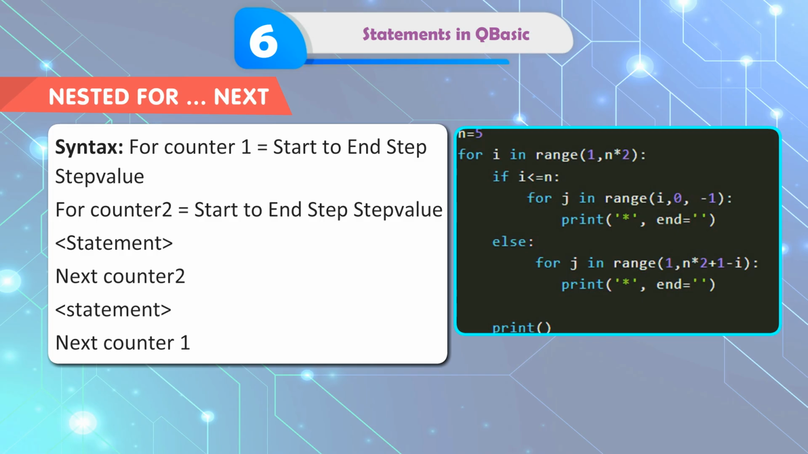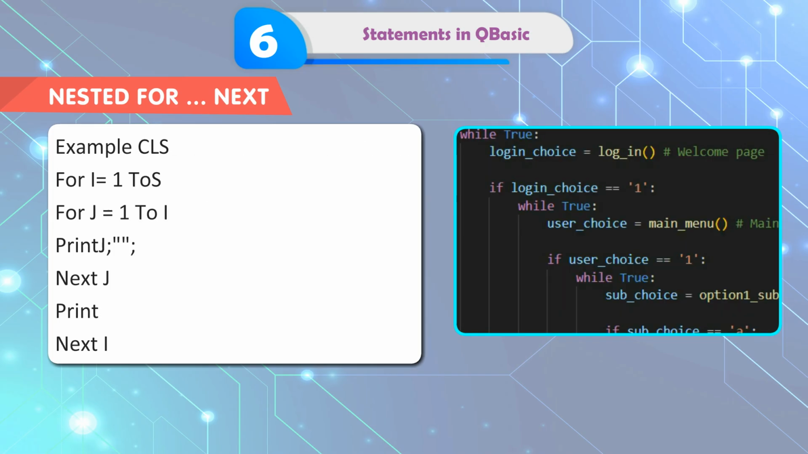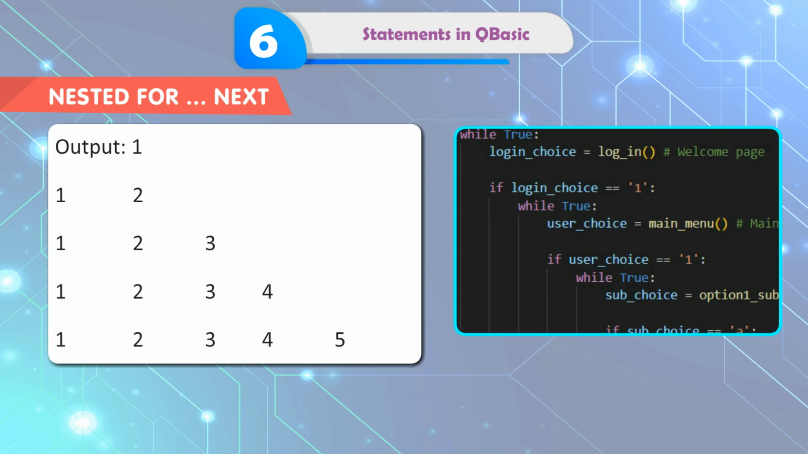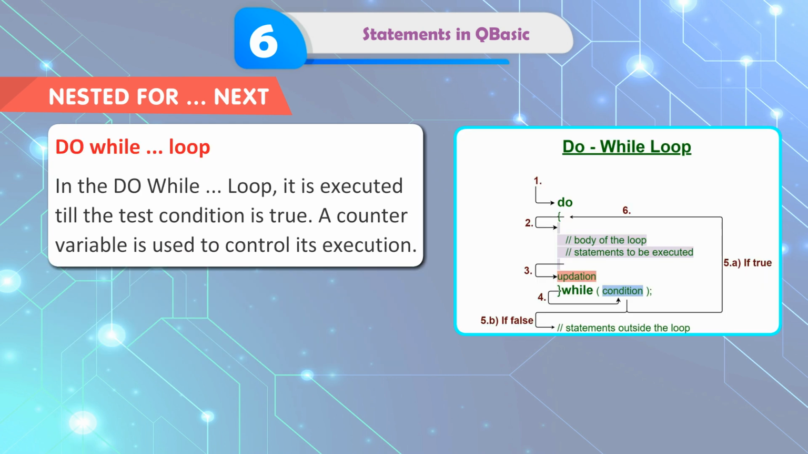NEXT counter1. Example: CLS, FOR I = 1 TO 5, FOR J = 1 TO I, PRINT J, NEXT J, PRINT, NEXT I. Output: 1 / 1 2 / 1 2 3 / 1 2 3 4 / 1 2 3 4 5.